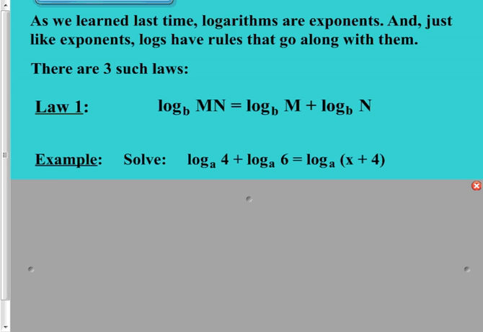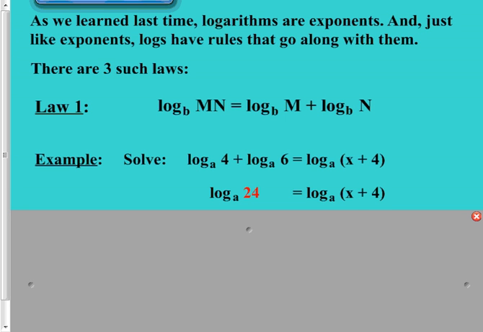Log base a of 4 plus log base a of 6 equals log base a of x plus 4. Well, as we can see on the left side of the problem, we have a binomial of two log base a terms. Law 1 from above tells us that we may combine those two logarithmic terms into a single logarithmic term by multiplying the two arguments together. So the 4 argument on the left term and the 6 argument on the right term, 4 times 6 is 24.